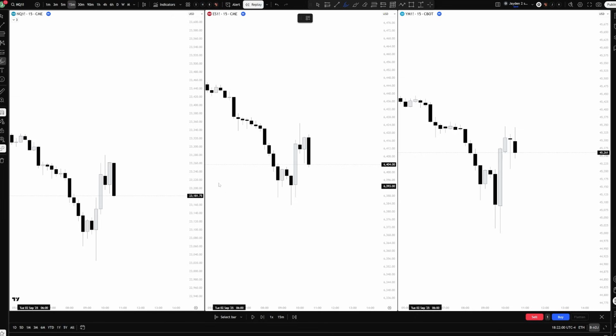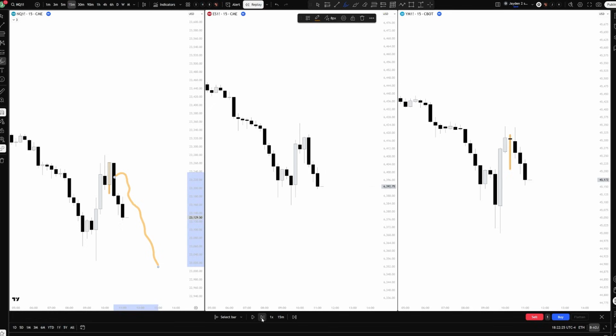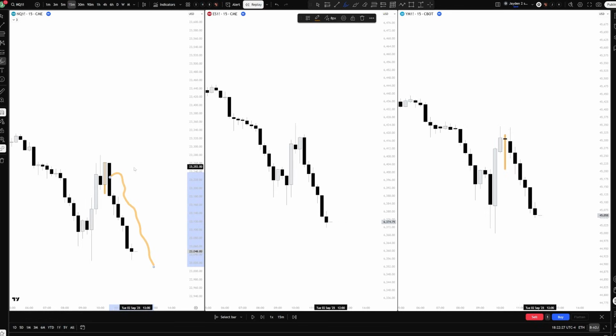All right, so now we're here on a 15 minute chart. On the left is NQ, the middle is ES, and on the right is YM. As you see, this 10:15 candle right here is an up close on the NASDAQ and ES, and on YM it is a down close. So this is a PSP. And with bearish narrative, I want to see price now trade away from this PSP. And if we play forward, as you see, price ends up expanding lower.